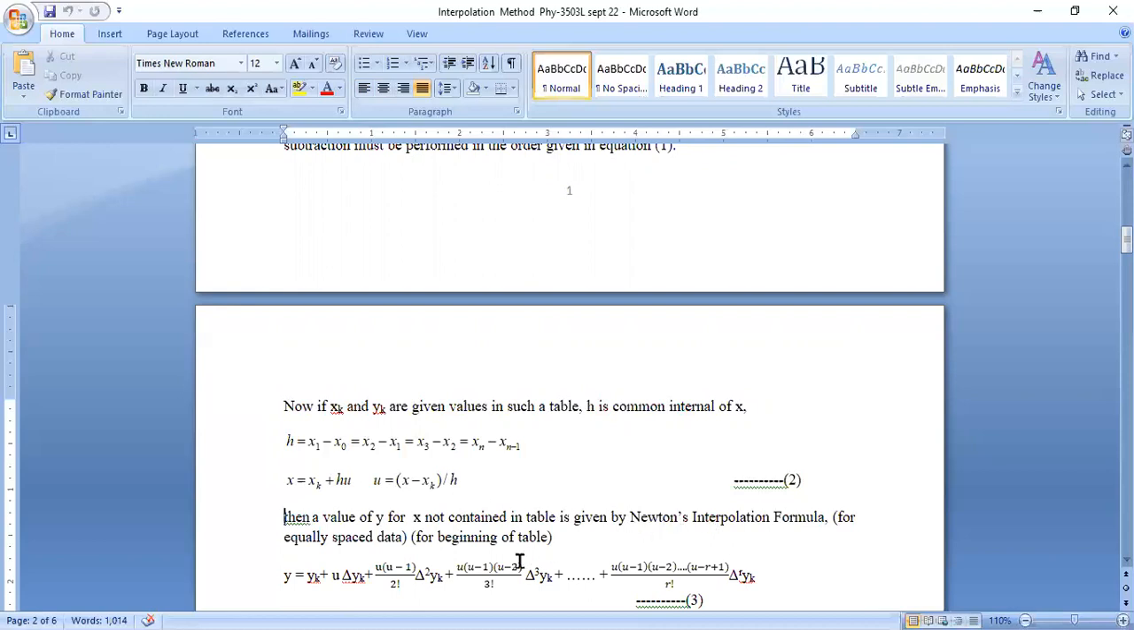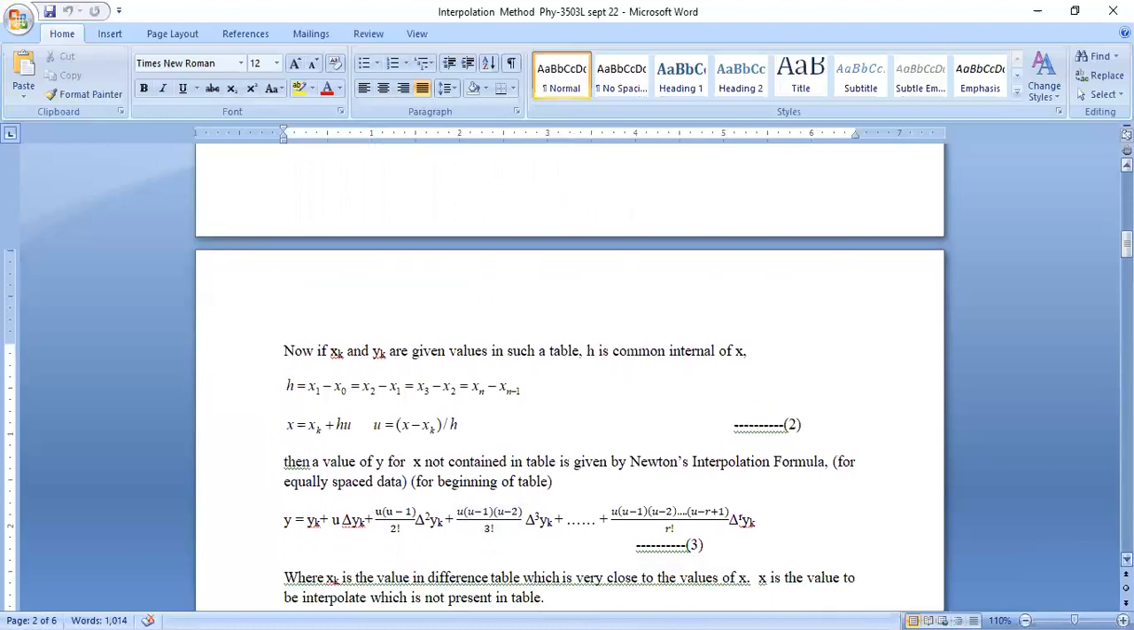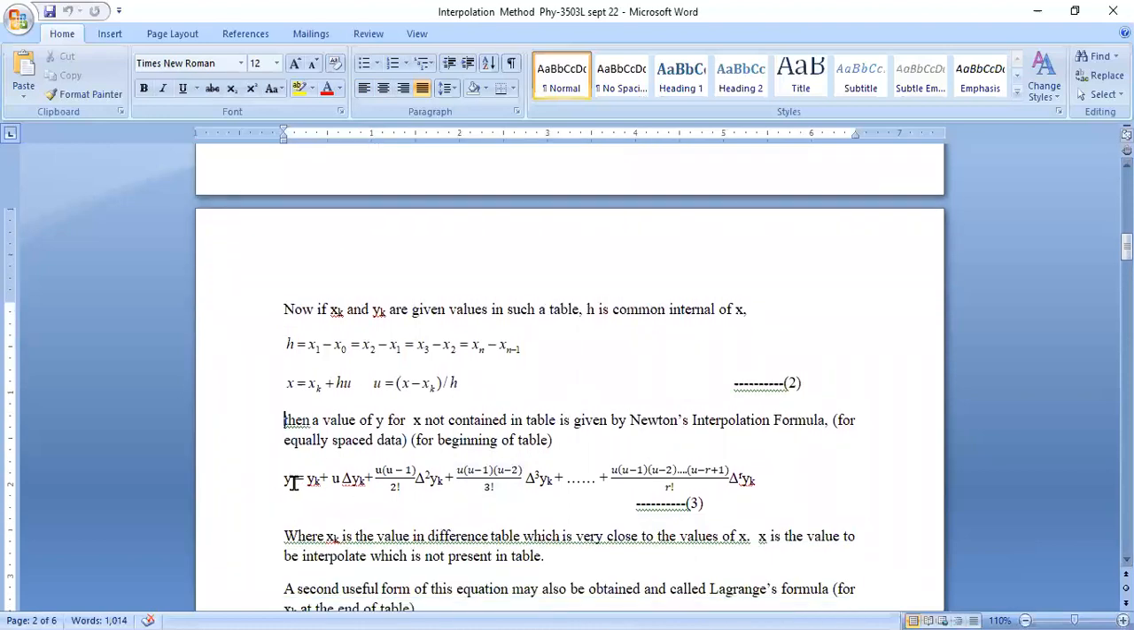And this formula, which I wrote here, formula number 3, where y, the value of y which you want to calculate for a given value of x which is not listed in the table, is yk plus u delta yk plus u into u minus 1 upon factorial 2 del square yk plus u into u minus 1, u minus 2 upon factorial 3 del cube yk, and you have del 4 yk, del 5 yk, and finally you can write the final term, del to the power of r yk, the rth order difference.